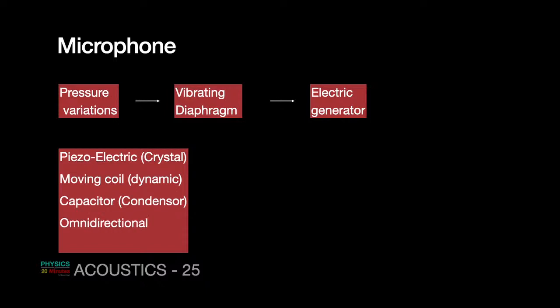The microphones can be omnidirectional. Omnidirectional means they have sensitivity in all possible directions, and they can be unidirectional. They are more sensitive in one direction and less sensitive in the other directions.